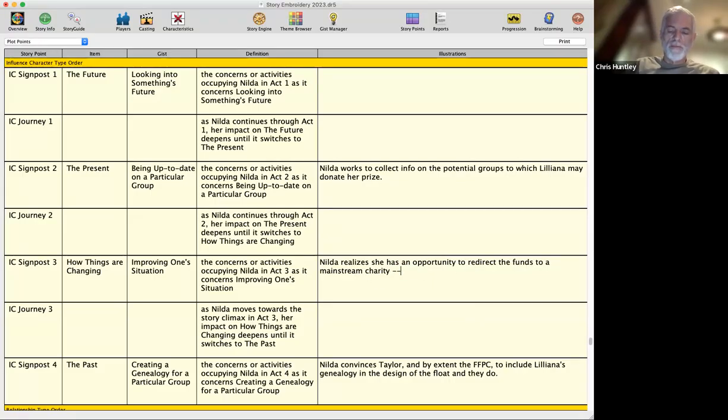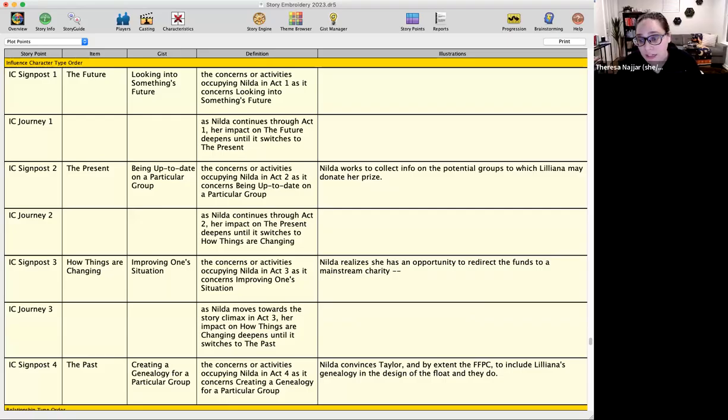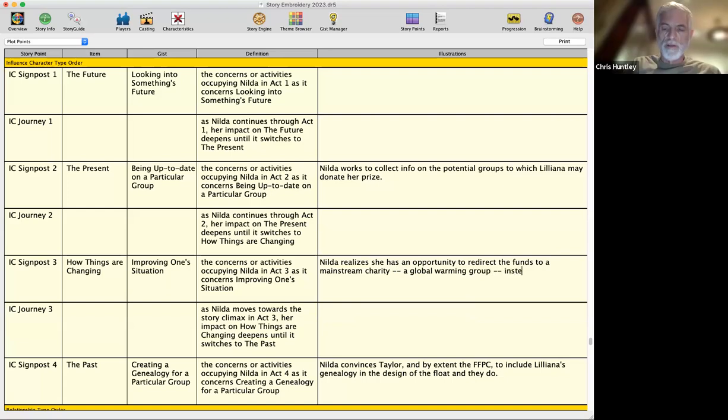Okay. So which group were you thinking? Well, she's deciding if she wants to redirect the funds to like a global warming group that would support her own interests in climate change. Uh-huh. All right.